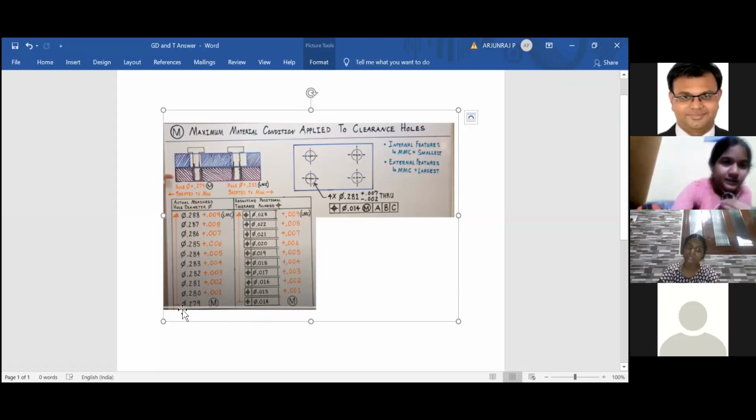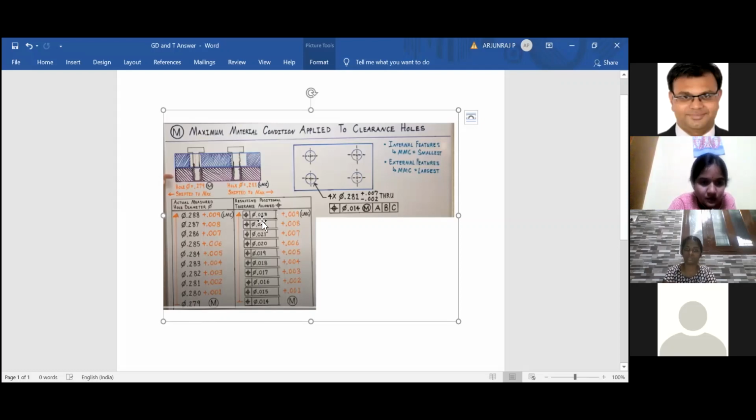When you have MMC, the position tolerance is 0.014. And when you have LMC of 0.288, my question is, what is the position tolerance? I was asking only about this value. The same thing I'm asking in the previous case also.